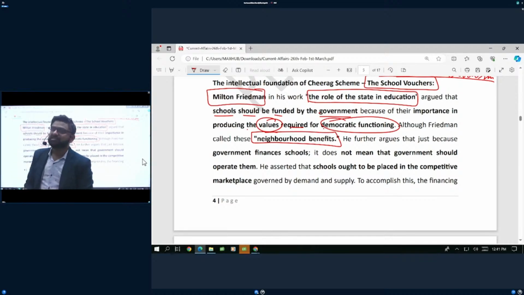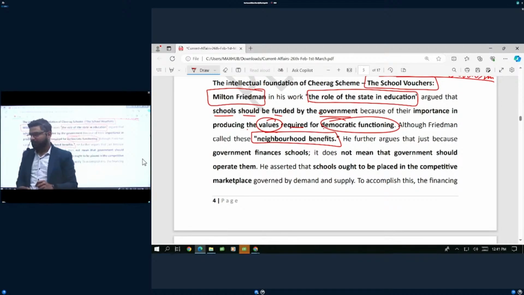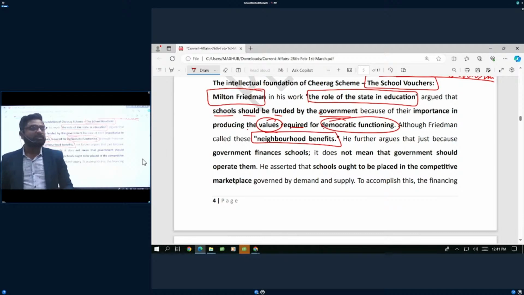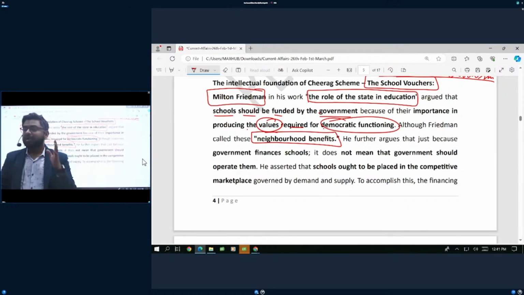So basically, he is converting education into what? A customer-client relationship. He's converting education into not a welfare activity but a business model in which there will be private schools of various companies, corporations, NGOs, whatever is there, and you will have the money.